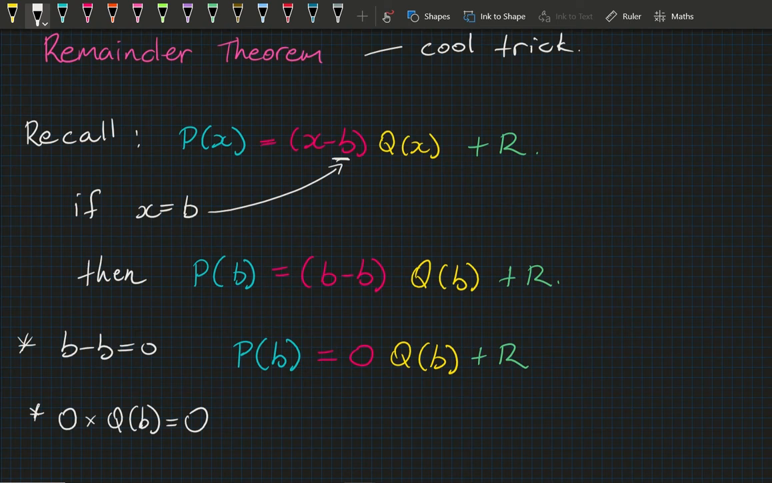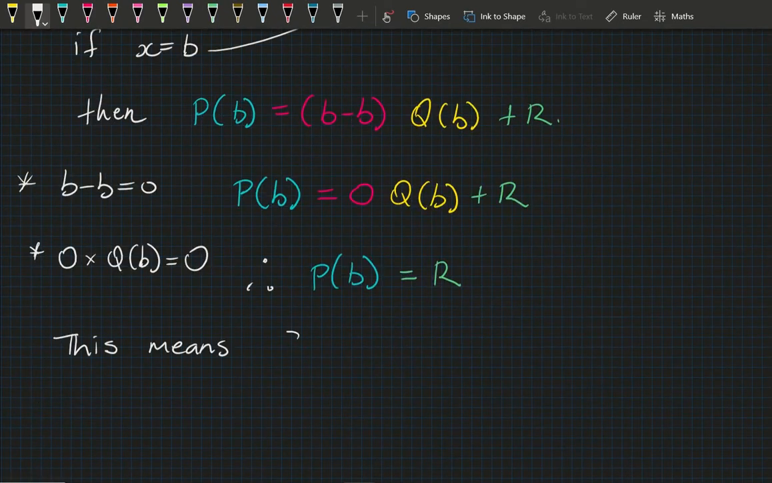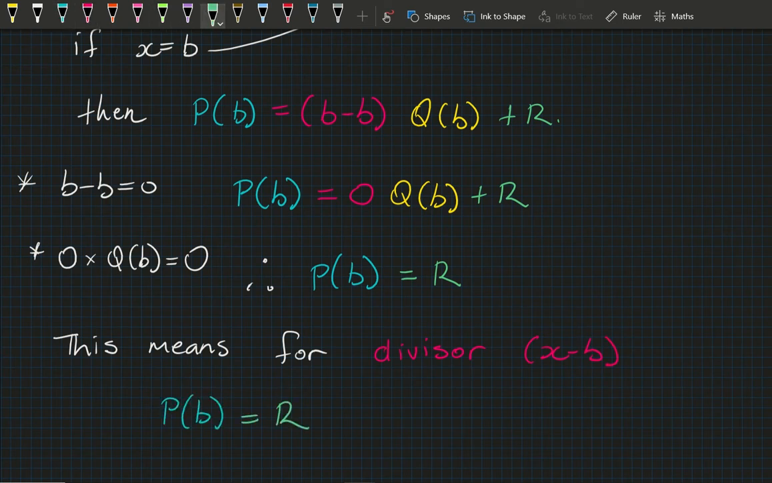I hope my zeros don't look like O's there because it could get very confusing with the Q. Anyhow, let's keep going. Because that's equal to 0, we can ignore it and say that the polynomial evaluated with x of a value b will have to be equal to the remainder. So for the divisor x minus b, subbing in b for x in the polynomial gives us the remainder. Another, maybe more long-winded, way of saying that is we find a value of x that makes the divisor 0 and sub that in to the polynomial.